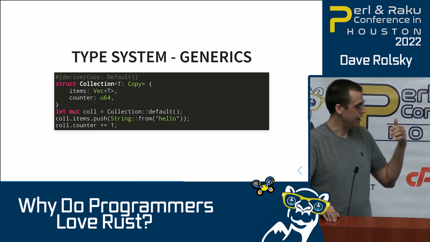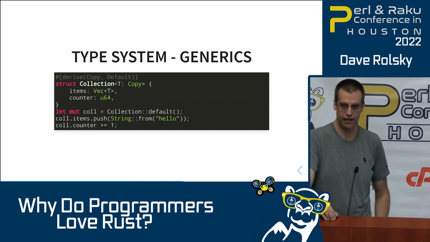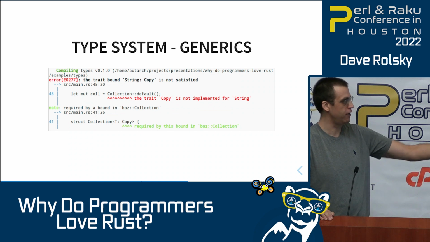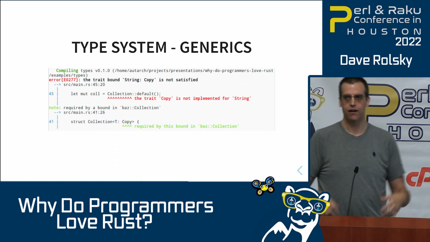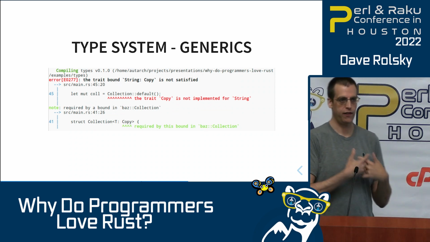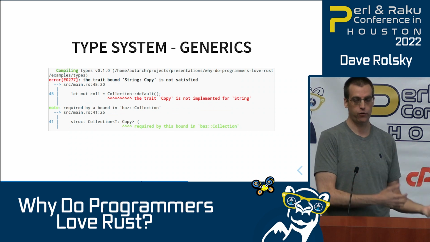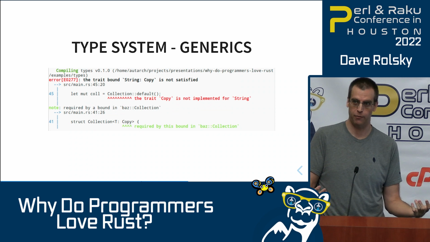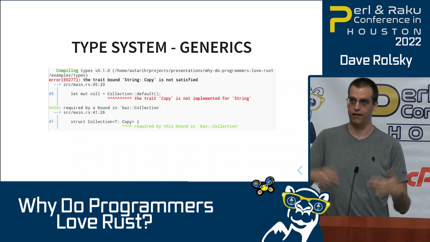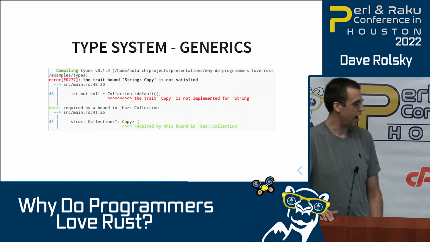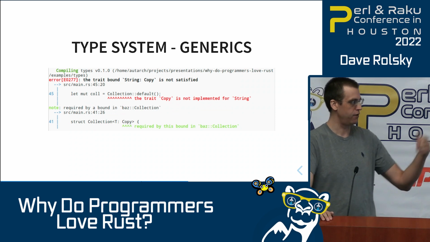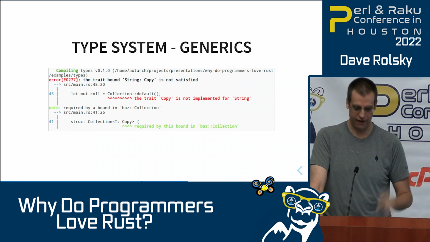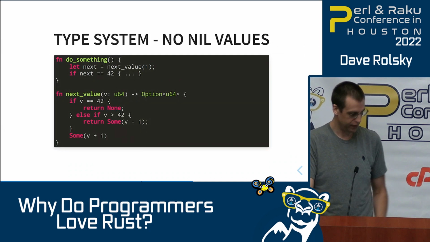So if we try to push a String into this, it's going to complain, and it's going to say the trait bound String: Copy is not satisfied. So we said Collection only works with things that implement Copy. The String built-in type does not implement Copy because it's not trivially copyable. Copying a string can use a very large amount of memory. And it says it's required by the bound in this Collection. So again, the compiler is always there to help us out when we do dumb things.